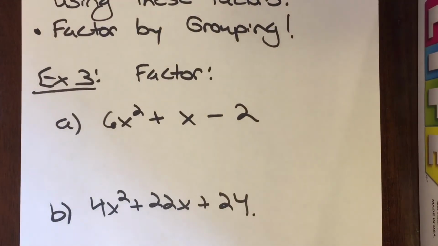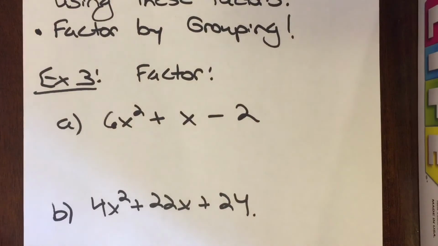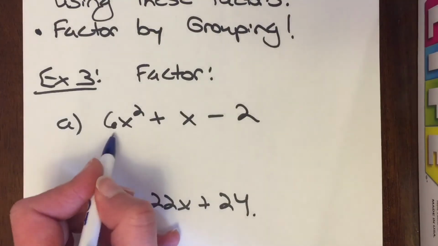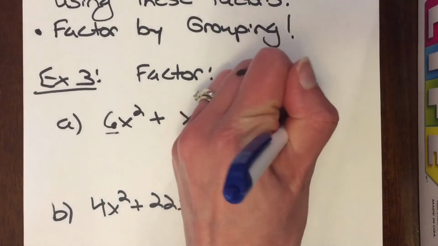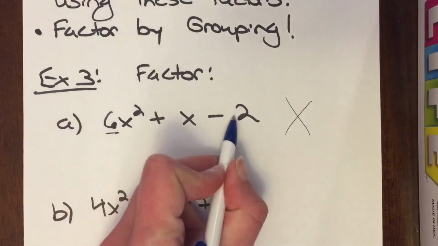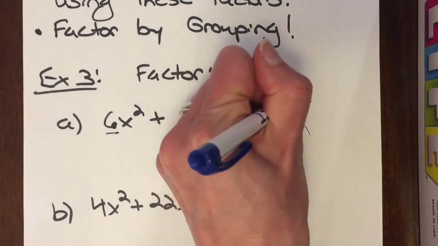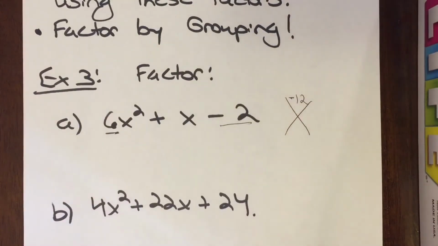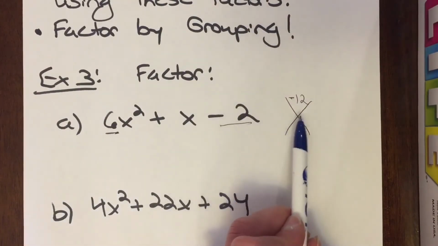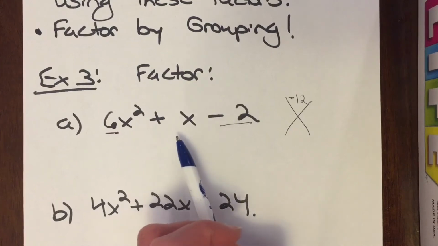Okay, so let's go ahead and do that with this example here. 6x squared plus x minus 2. Okay. So the first thing I'm going to do is look for a greatest common factor. I don't see one. And it's a trinomial where my a is not 1. So I'm going to multiply a times c. So I'm going to multiply 6 times negative 2. So 6 times negative 2 is negative 12. So I need numbers that multiply to negative 12 and add to be my b.